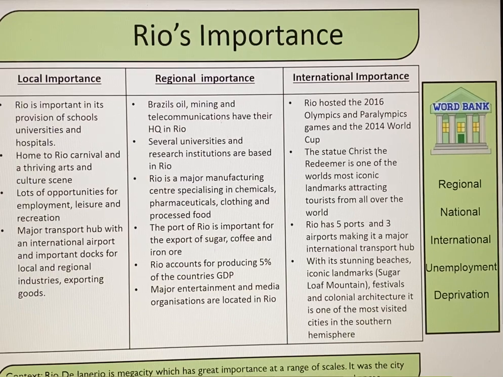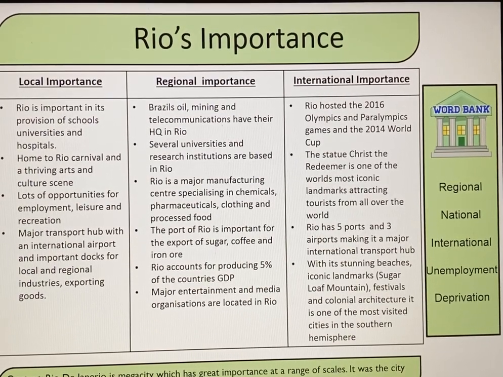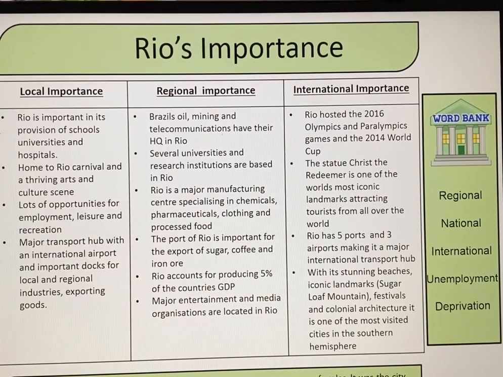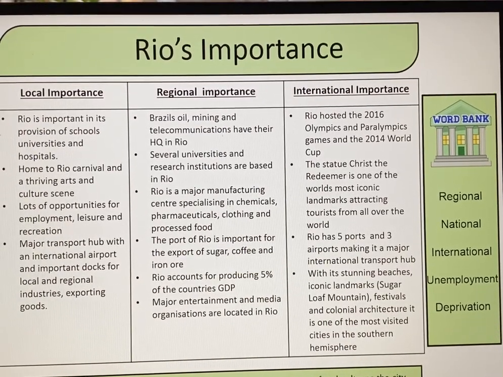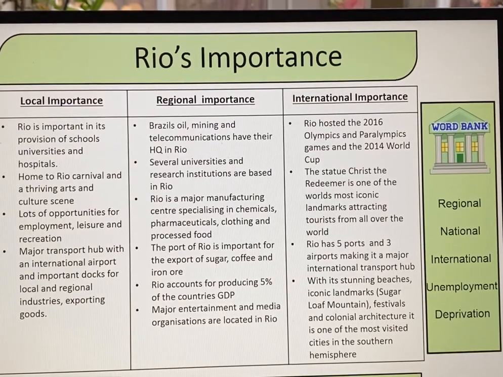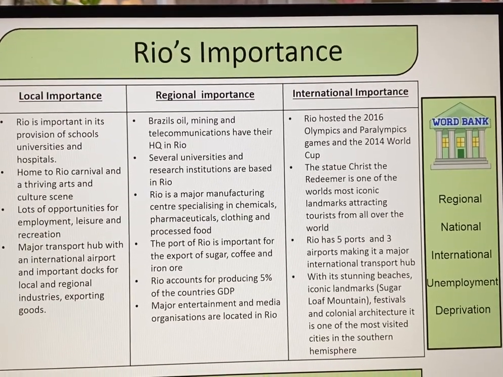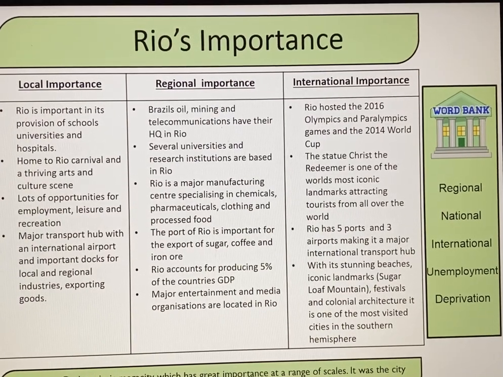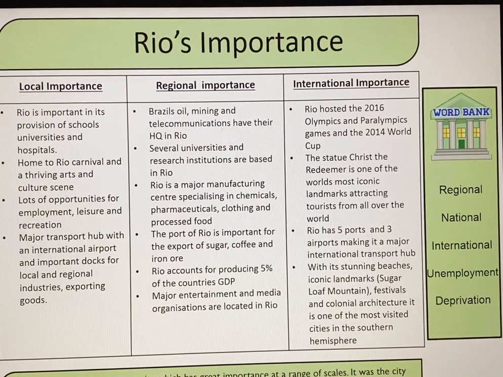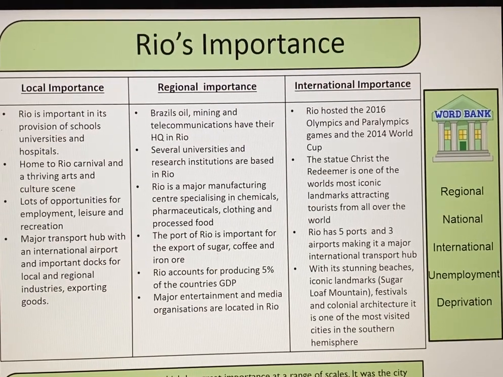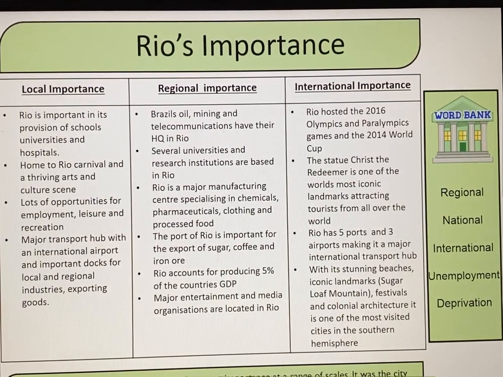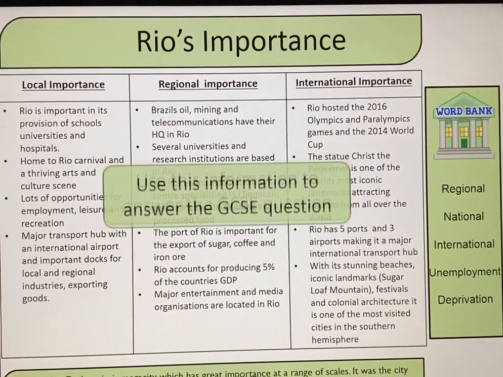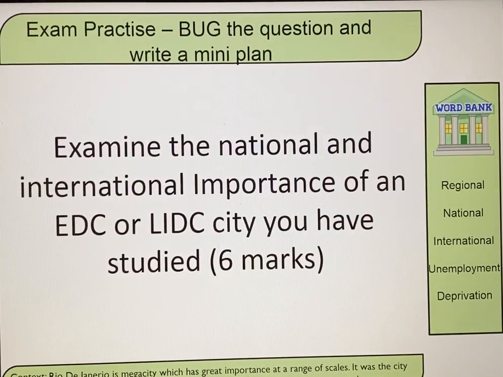So why is it important on the international stage? Well, Rio hosted the 2016 Olympics and also held the 2014 World Cup. Christ the Redeemer is the most iconic landmark. It also has incredibly important beaches, festivals, colonial architecture. Copacabana Beach is one of Brazil's most famous beaches, and people go here from all over the world to visit Rio on holiday.